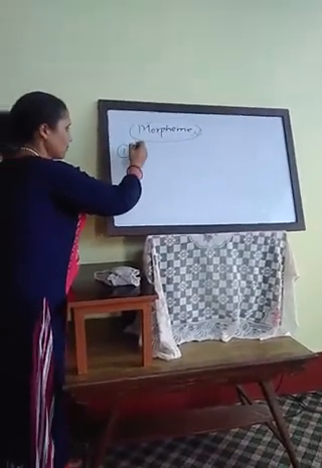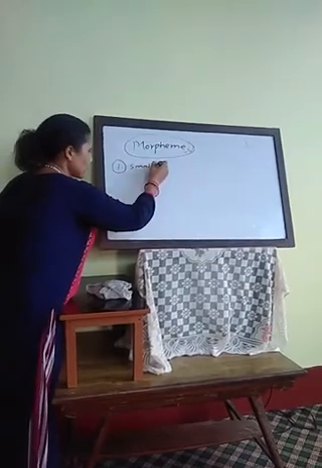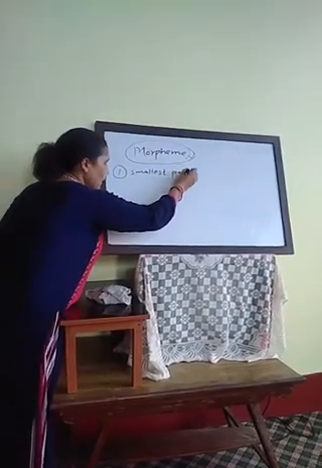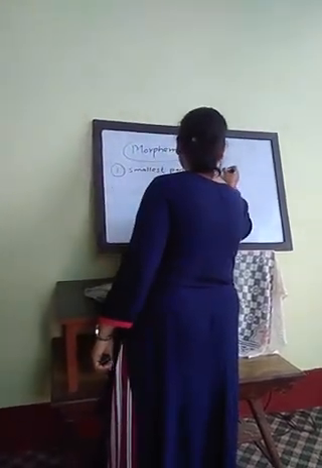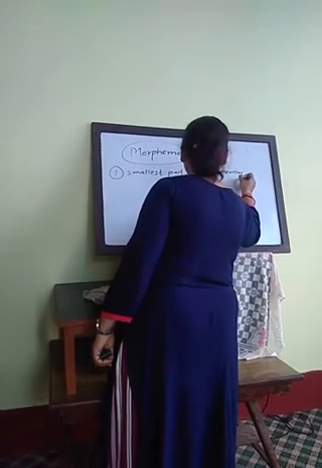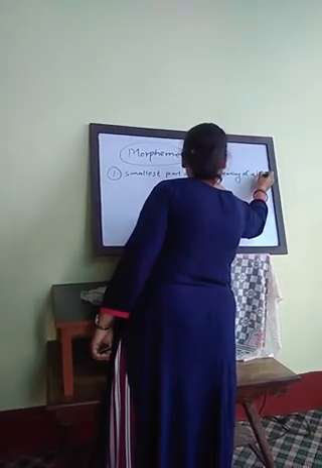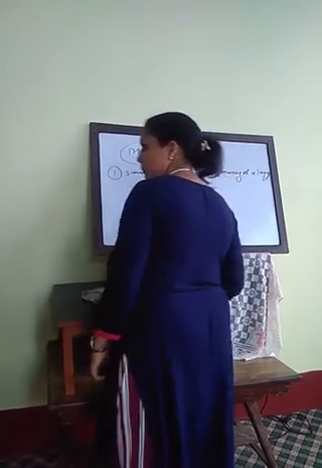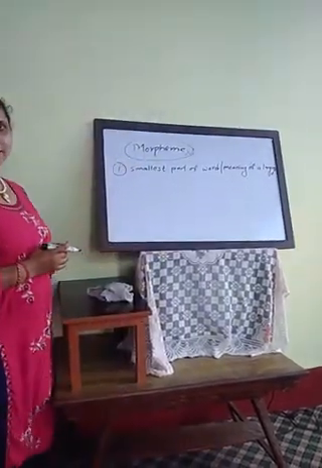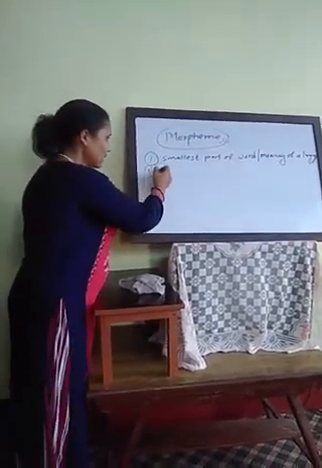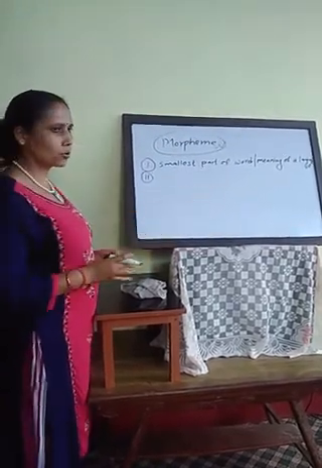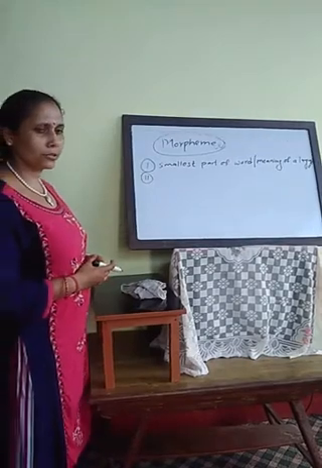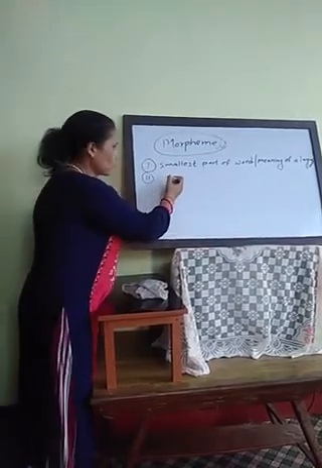Then morpheme is the smallest part of a word, or the smallest part of word or meaning of a language. What is that smallest part then? Just for example, say one word, any word, you know. Yes. Okay, book.